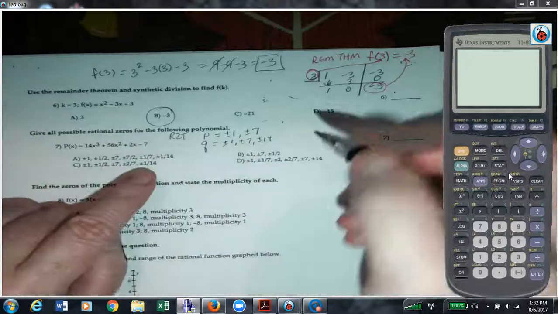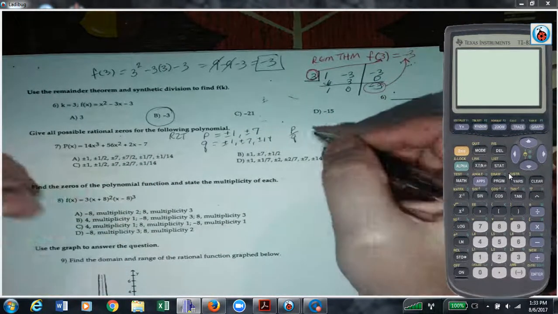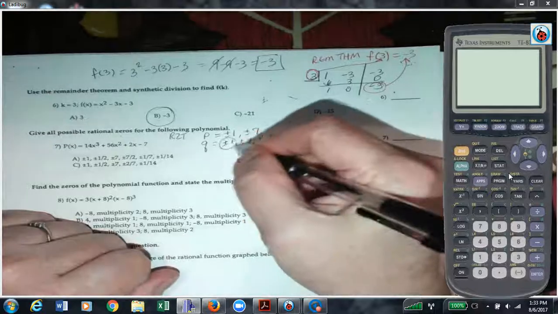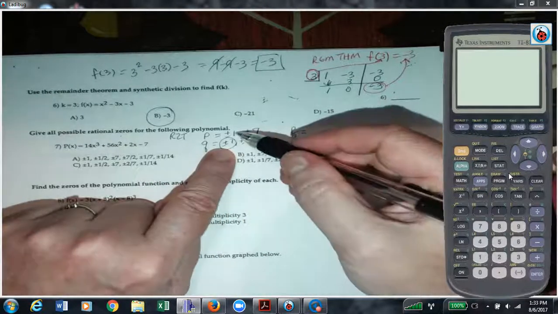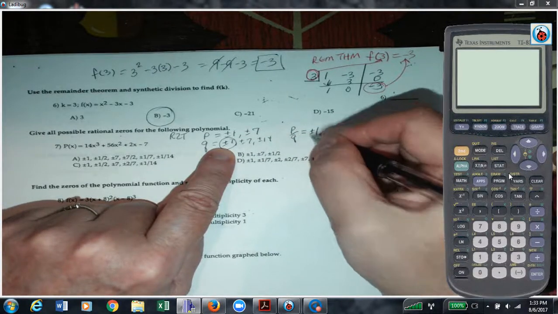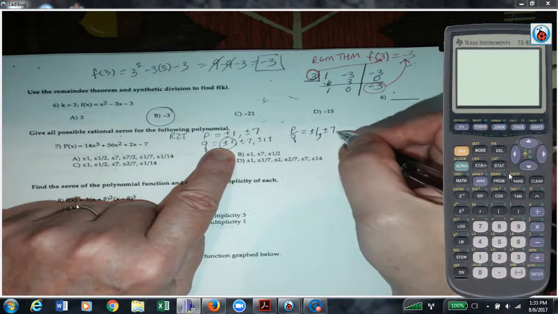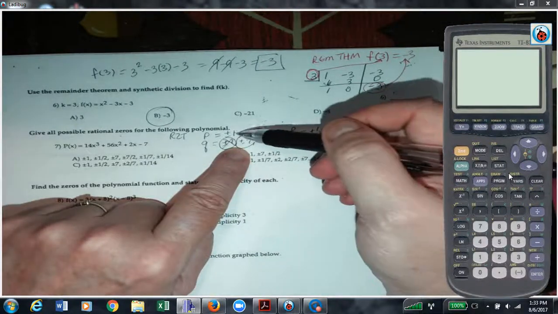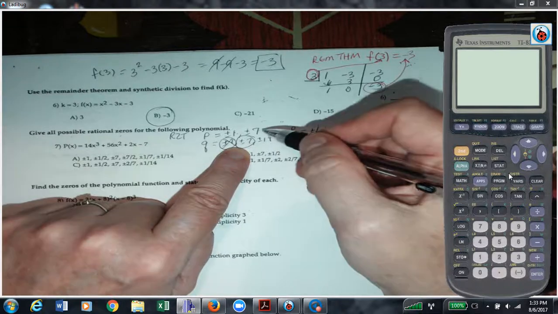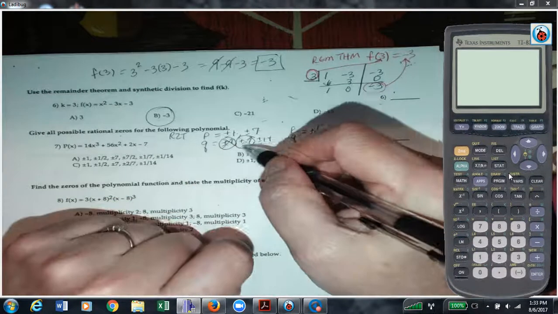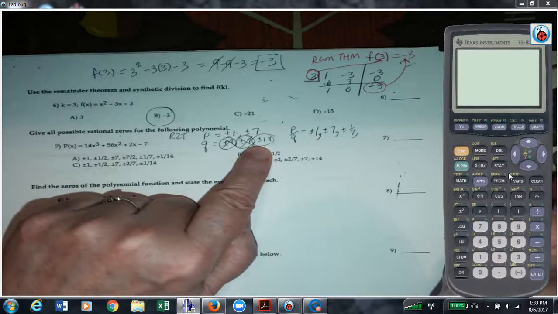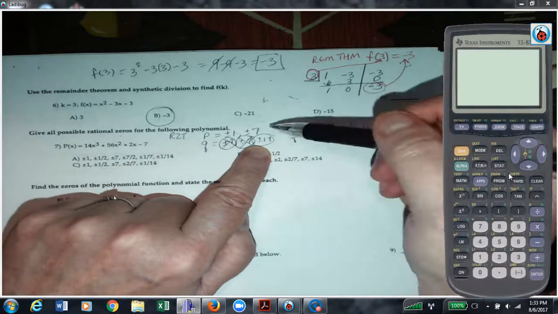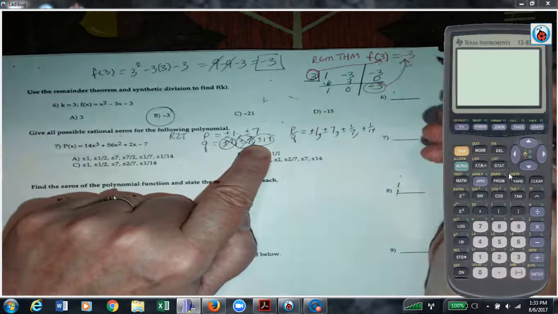Then all possible rational zeros is going to be every fraction I can form that has the form P over Q. So that's going to be, well, if Q is plus or minus 1, I'm going to have plus or minus 1 over 1 and plus or minus 7 over 1. If Q is plus or minus 7, then P over Q will be plus or minus 1/7 and plus or minus 7/7, which is plus or minus 1. That's already in my list. And finally, if Q is plus or minus 14, then my possibility for P over Q is going to be plus or minus 1/14 and plus or minus 7/14, which reduces to plus or minus 1/2.